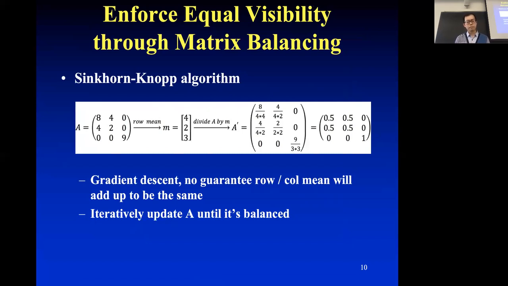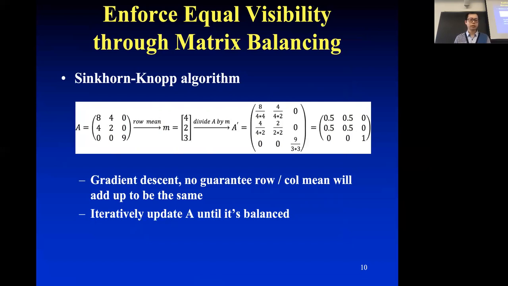So for example, if some people do the experiment and we have 3 regions, 1, 2, 3, so it's a 3 by 3 matrix. Then for the matrix A, you can see that we observe 8 interactions starting from the first location and ending at the first location. The 4 means that we have 4 interactions starting from the first location and ending at the second location.